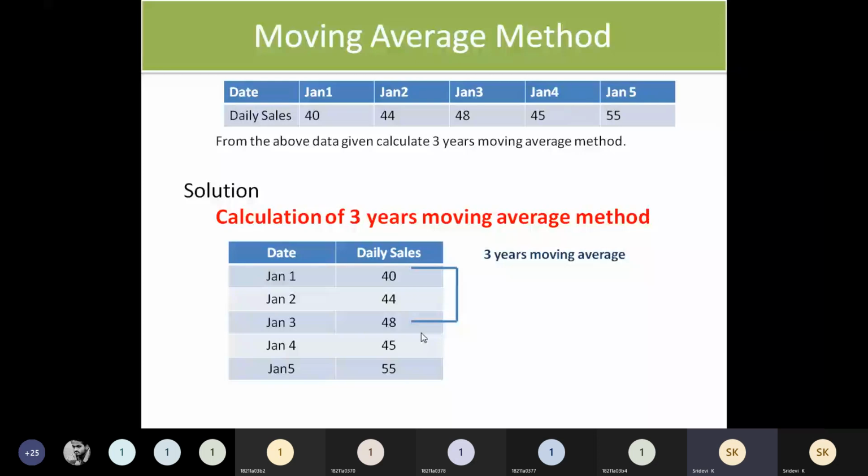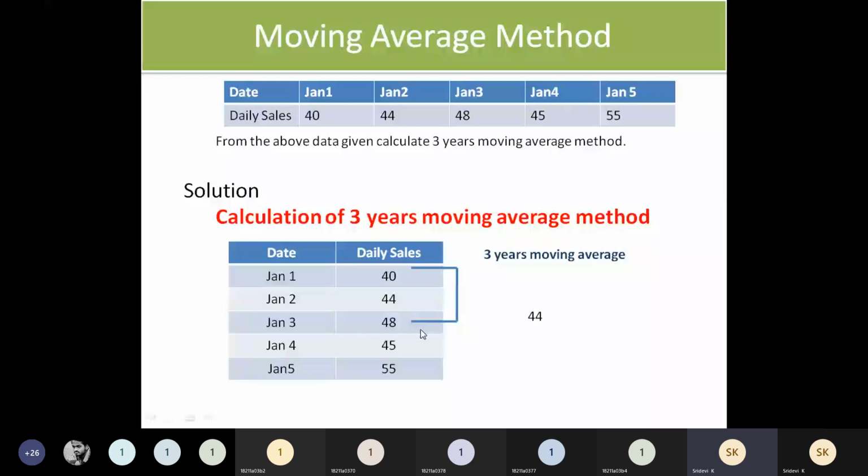Here I am taking 3 days, so the average of these 3: 40 plus 44 plus 48 divided by 3. The value will be 44, the average on 3rd January. That means these moving averages help you forecast the sales you can have on that particular January 3rd. But actually the sales was 48. What you expected is only 44, but your sales was 48. This is how you can estimate here.